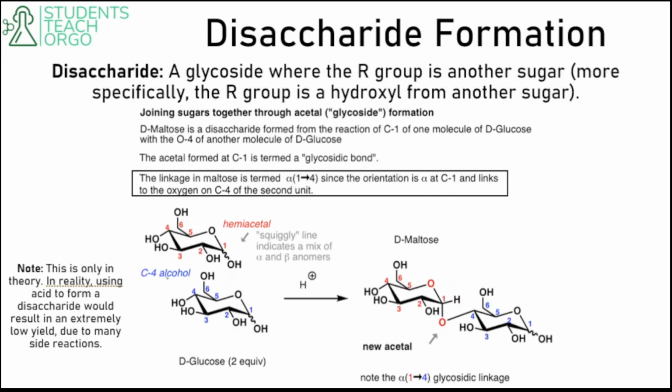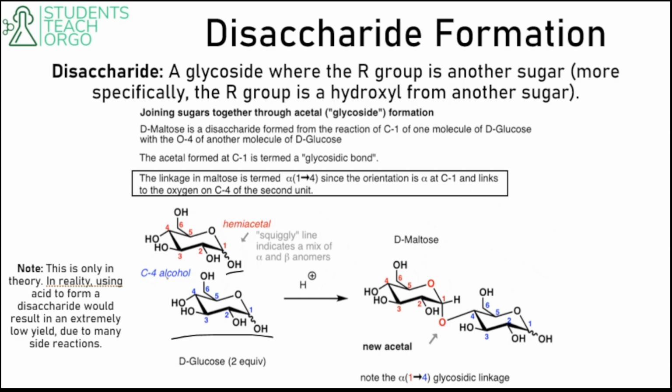All right, so in theory, how would we form a disaccharide? Well, what is a disaccharide to begin with? It's a glycoside where the R group is another sugar, or really a hydroxyl from another sugar. So in this case, we're going to be coupling this anomeric carbon hydroxyl with, and you're going to basically make this H into an R, and the R is going to be another molecule of glucose in this particular example.